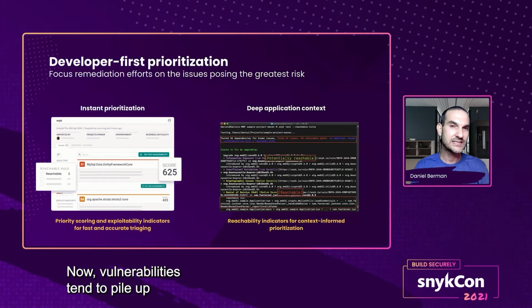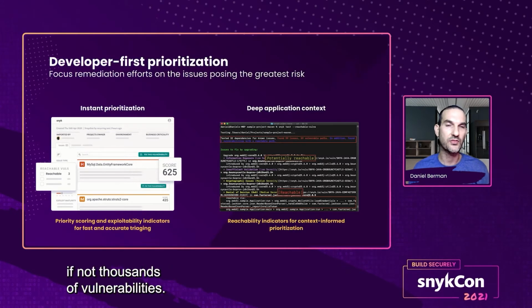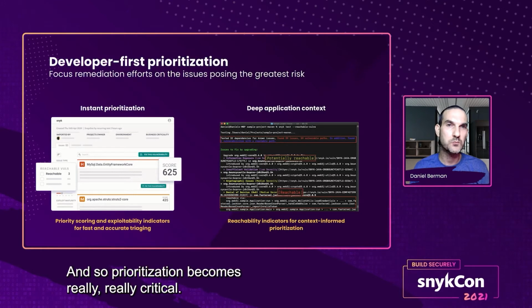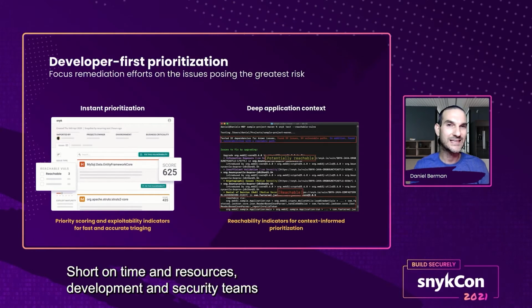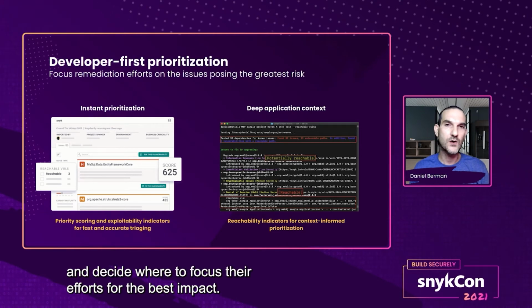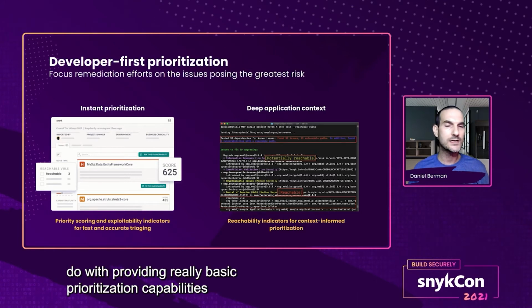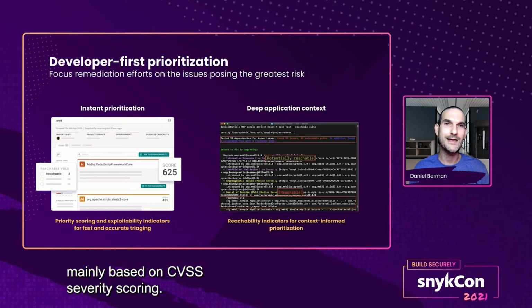Now, vulnerabilities tend to pile up into endless backlogs consisting of hundreds, if not thousands, of vulnerabilities. And so prioritization becomes really critical. Short on time and resources, development and security teams need an easy and quick way to go through the backlog and decide where to focus their efforts for the best impact. Now, most of Snyk's competitors make do with providing really basic prioritization capabilities, mainly based on CVSS severity scoring.